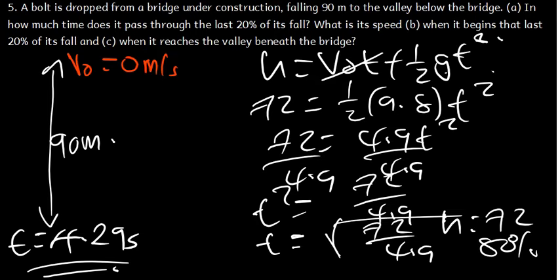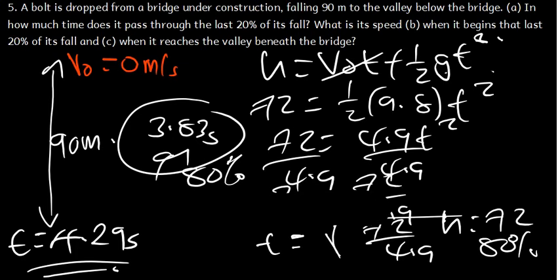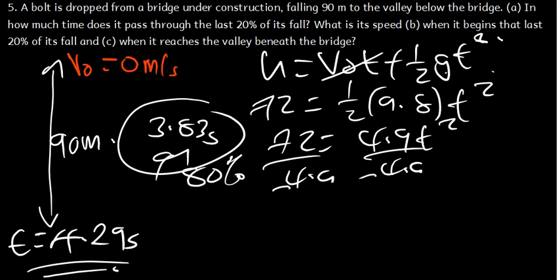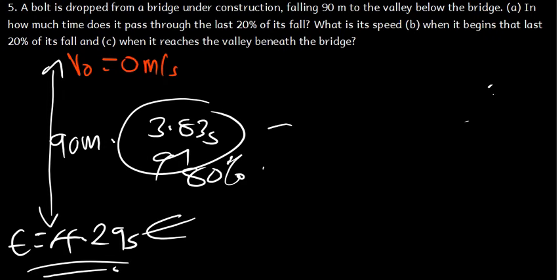So what are we getting? If I do 72 divided by 4.9, then I get the square root. I'm getting 3.83. So 3.83 seconds is the time when it was 80%. Meaning that for me to find the 20%, I need to say this is 100%, the one for the first part. So this is for 100%, this is for 80%.